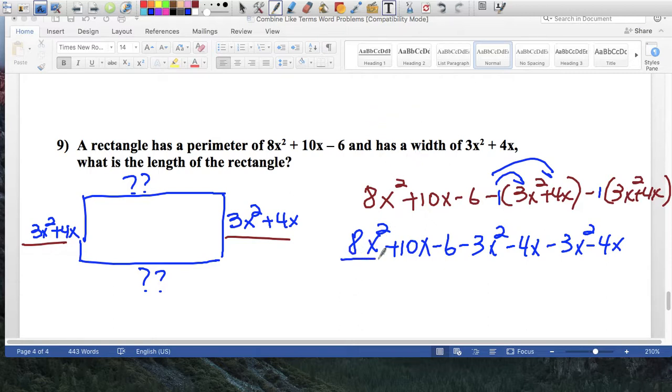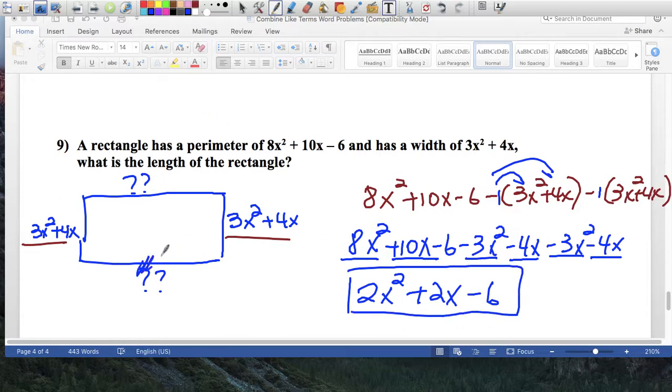Combine like terms: 8x squared minus 3x squared is 5x squared. 5x squared minus 3x squared is 2x squared. Good. 10x minus 4x is 6x. And 6x minus 4x is 2x. So that gives me positive 2x. And then minus 6. And then just minus 6. That's it.